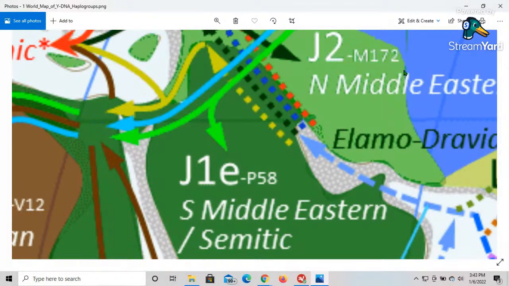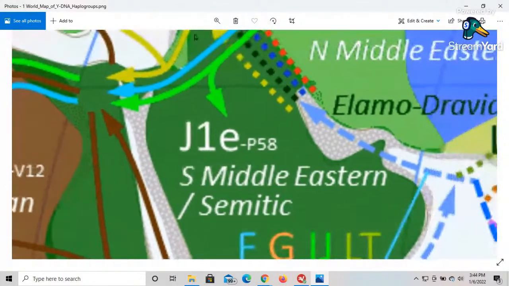This M172 is probably not only Judaic, but it's probably Davidic, because there's other J2s that are smaller populations, but the large population is the M172. It's probably David and Solomon, his direct descendants. Anybody with a J2, M172, probably direct descendants of David, King David himself.